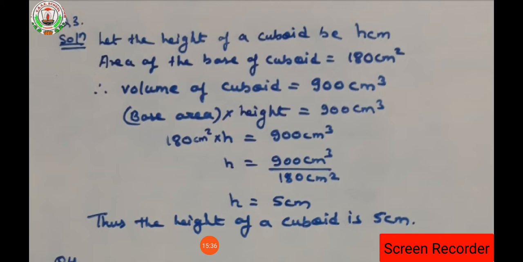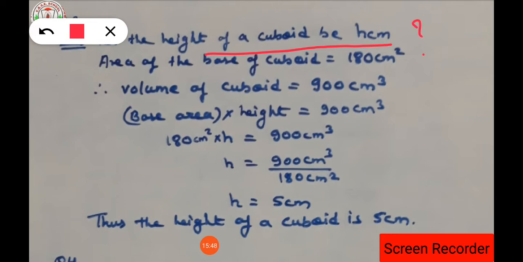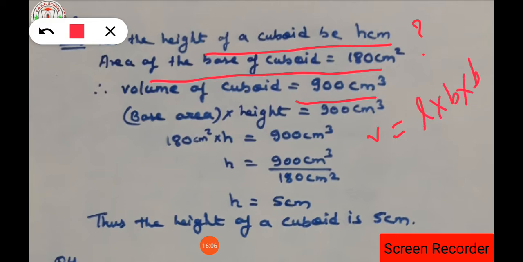Here in this question number C, as I told you, the height is to be found, that we will consider as h centimeter. Let the height of the cuboid be h centimeter, which is to be found. Then the base area of the cuboid is given as 180 centimeters square and the volume of the cuboid is given as 900 centimeter cube. Now the volume of the cuboid formula is L into B into H, isn't it? Base area, that means the value of L into B.